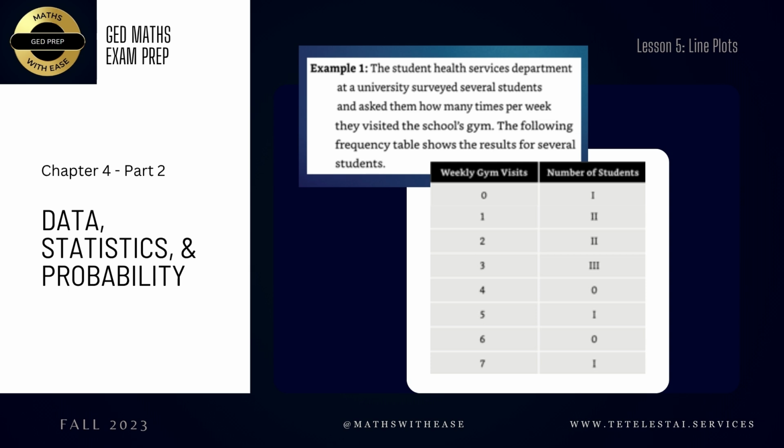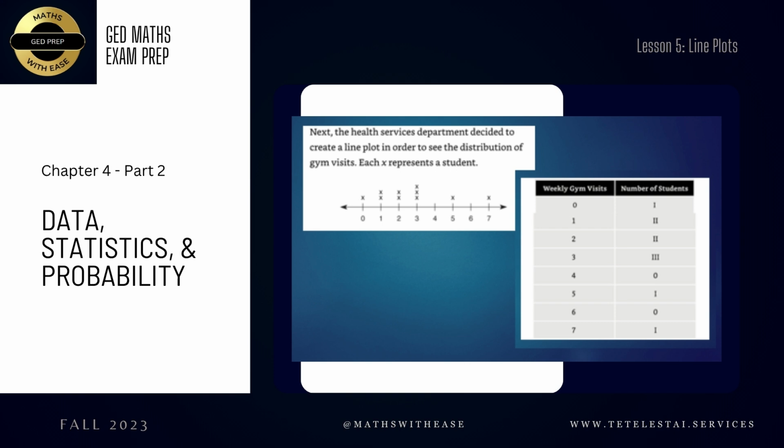So we see weekly gym visits in the first column, on the left. And then on the right, we see a tally for the number of students. The Health Services Department then decided to create a line plot in order to see the distribution of gym visits. Each X represents a student. And so we can see, based on the weekly gym visits, for one visit we have 2 students, for 3 visits we had 3 students, and so on.